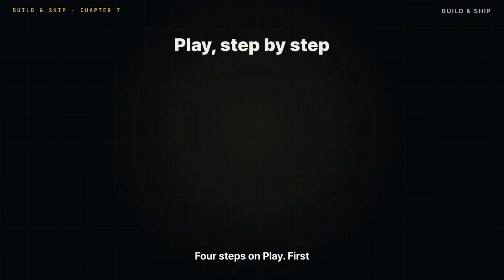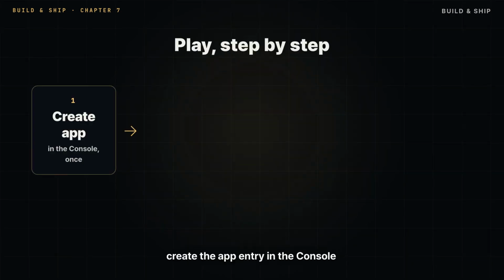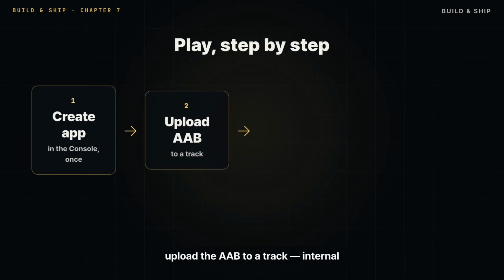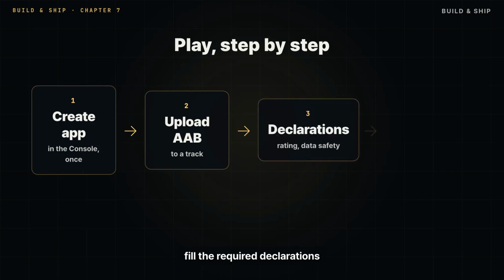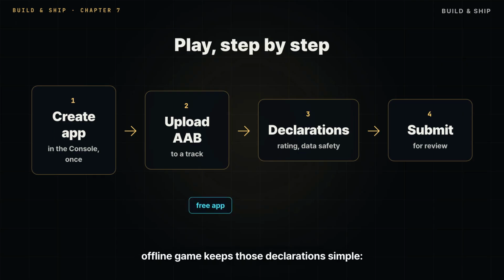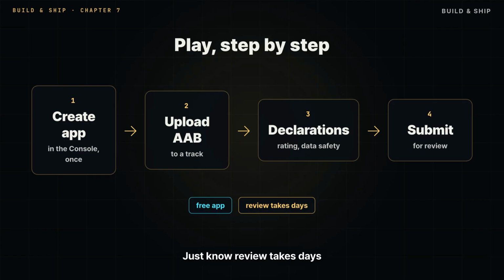Four steps on Play. First, create the app entry in the console. Second, upload the AAB to a track: internal, closed, or production. Third, fill the required declarations, like content rating and data safety. Fourth, submit for review. A free, offline game keeps those declarations simple: no ads, no data collected, and an everyone rating. Just know review takes days, not minutes, so plan for it.